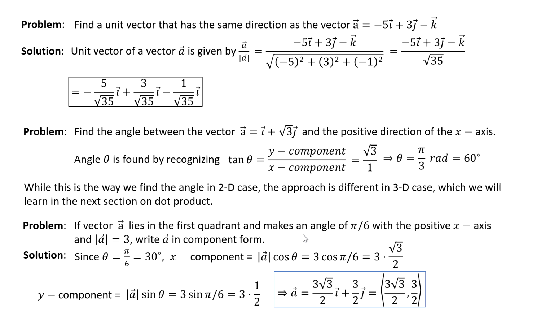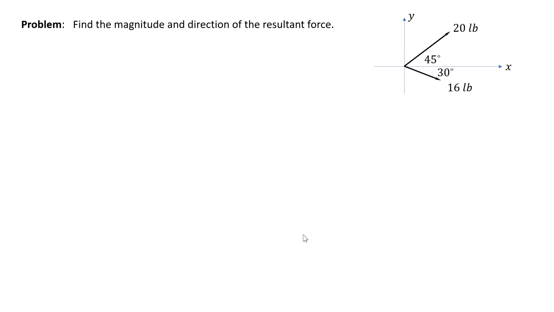3 halves j, cool, or 3 square root of 3 over 2, 3 over 2 using angle brackets. Cool. So these are some simple problems. In homework, quite possibly I'll give you some things like that. And quite possibly this is the last one. Especially as engineers and physics course taking people, you should love this problem.